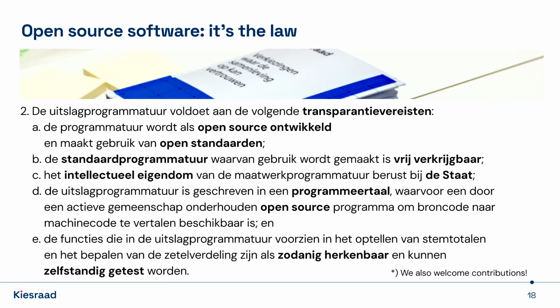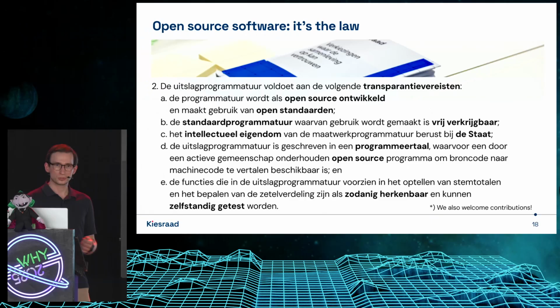We have to develop the software open source. We have to use open standards. All standard components need to be freely available, so no commercial licensing. The intellectual property needs to be owned by the state of the Netherlands. The programming language needs to be one that is community maintained with an active community and an open source compiler, so it can be compiled by everyone. And the functions for summing up those totals and doing apportionments, so the allocation of seats, need to be easily identifiable and testable separately without the rest of the software.